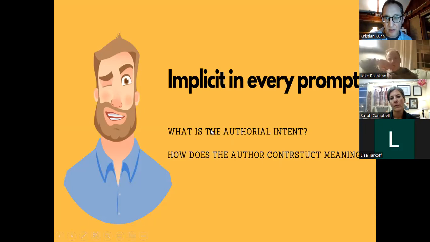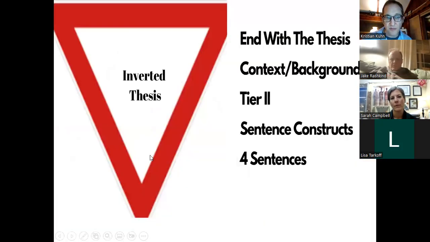So 3 authorial intent, 1 construction of meaning. Construction of meaning is always the thesis. It's going last, so it's inverted. So we just flip it over. The last time you saw this, we began with the thesis. We end with the thesis. So 3 sentences, authorial intent, you funneling down, boom, construction of meaning, last sentence. Same stuff, going to focus on those tier 2s, sentence constructs, 4 sentences.